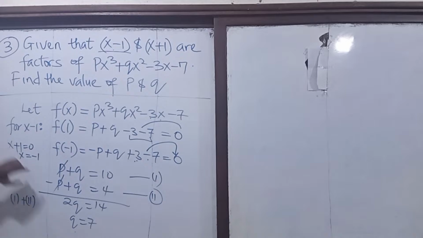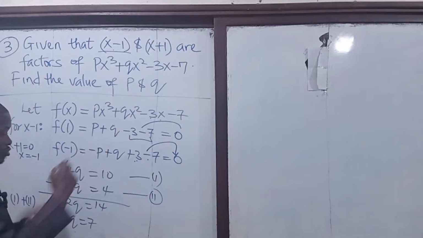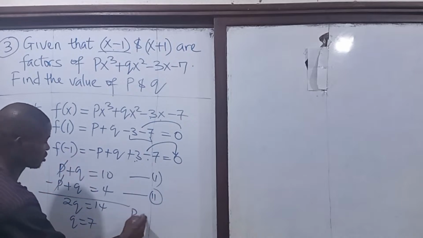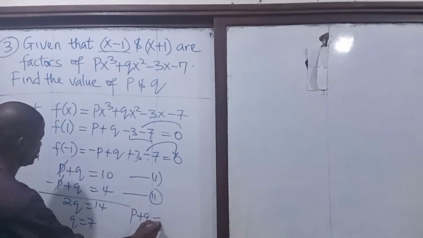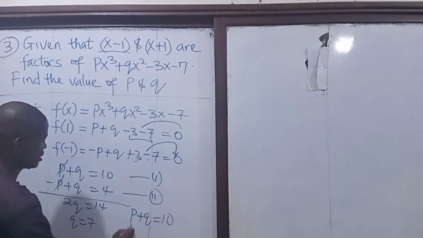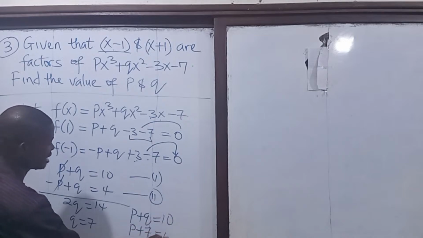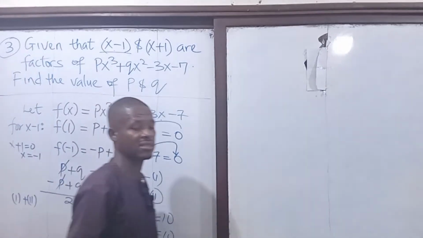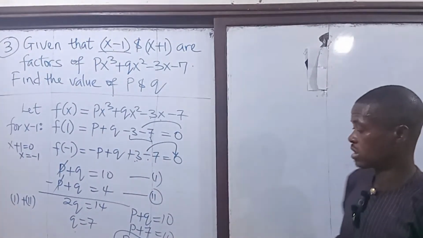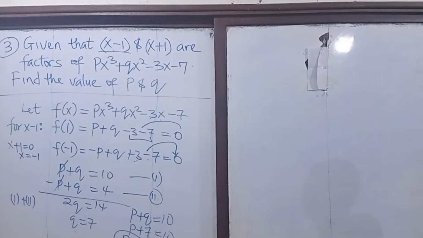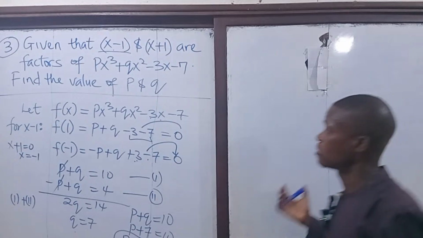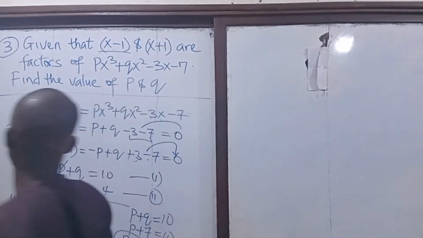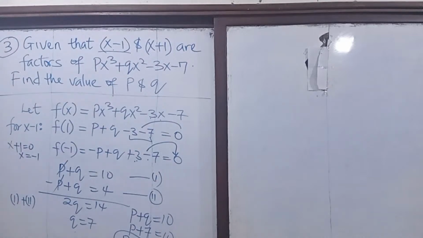Make your substitution to any of the two equations. Let's use the first equation, p plus q equal to what? 10. And that will be p plus 7 equal to 10. So p is equal to what? p is equal to 3 in that case. So, and that's that on finding the values of p and q.